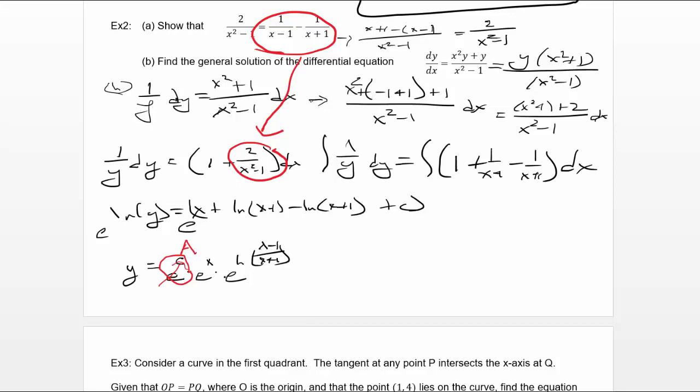E to the x is just e to the x, and then e to the natural log of something, since they're inverse functions, will undo each other. So therefore, I think our final solution here is y equal to some constant times e to the x times the quotient of x minus 1 over x plus 1.